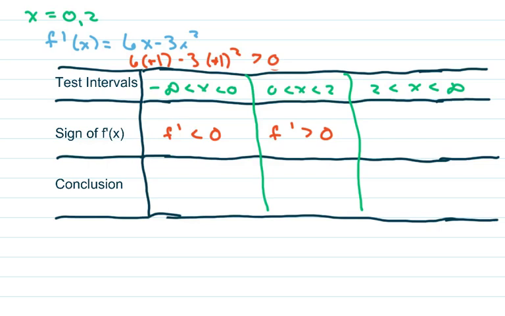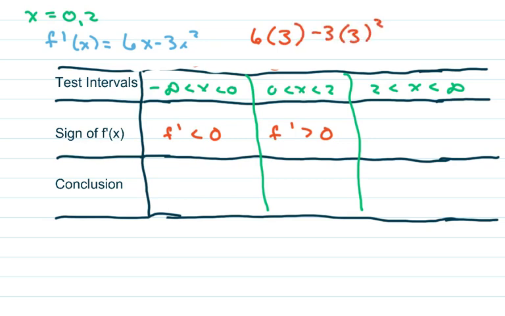And if you plug in a number bigger than 2, let's try 3, and when you figure all this out, that's going to be negative. So our derivative is negative. And basically, if you just look at the graph, I'm just going to sketch it. It means our function is decreasing, then increasing, then decreasing. So this is a relative minimum here somewhere, and a maximum here.